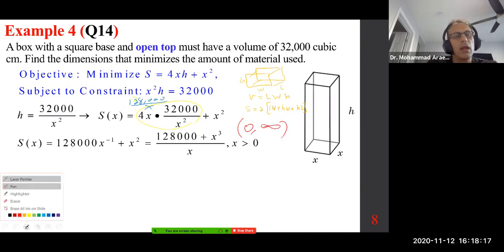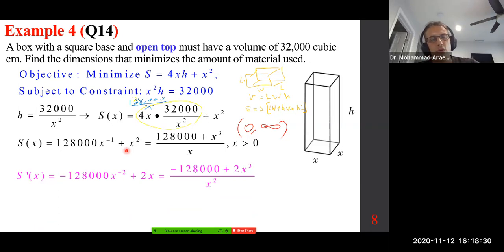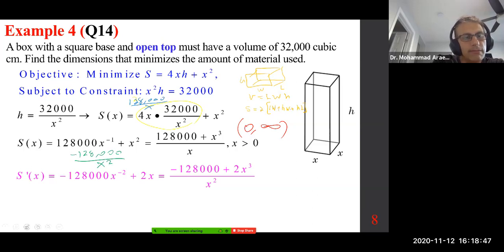Okay, and so we've got to differentiate. S prime of x is 128,000 times -1, makes it negative, x to the power of -2, plus 2x. Now, of course, we can take a common denominator as follows. Remember what this is, class. This is the same as negative 128,000 over x squared, right? Now, if you take a common denominator between these two, it's x squared, so this becomes 2x cubed.